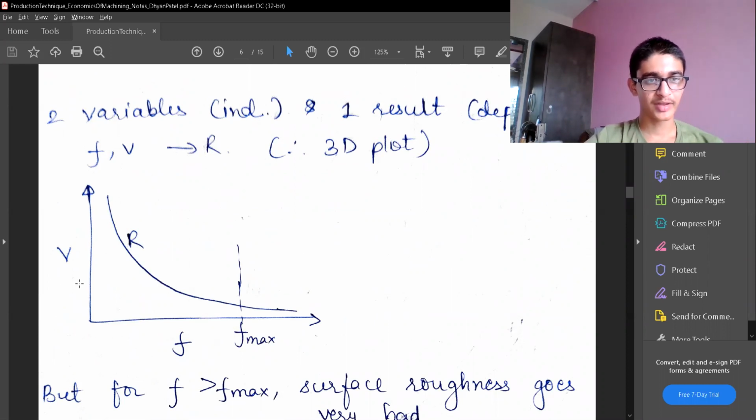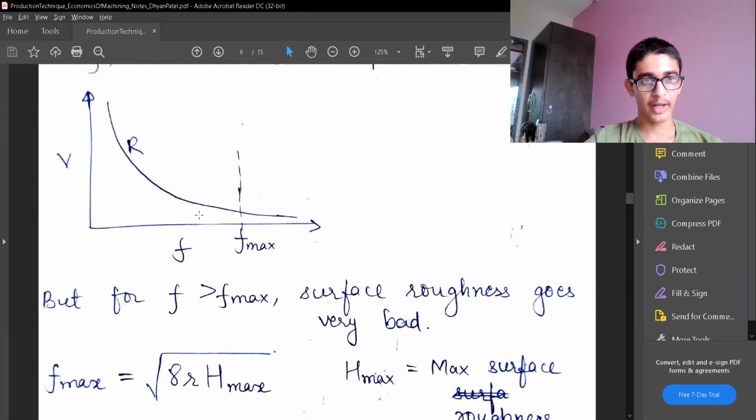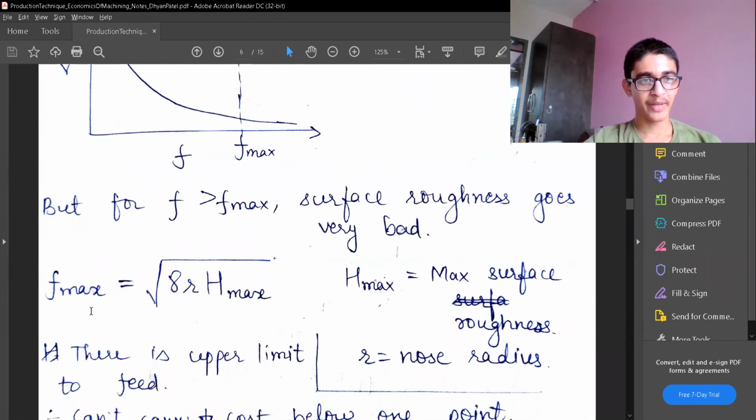but if we make it on a 2D scale, we can compress it onto a 2D plane. Then this is the velocity and feed rate. Those two are the independent variables, and R was the dependent one. So this is how R is changing. I can have only a maximum allowed feed rate, because if I increase the feed rate too much, my surface roughness is very bad in that case. So a maximum feed rate has been derived empirically.